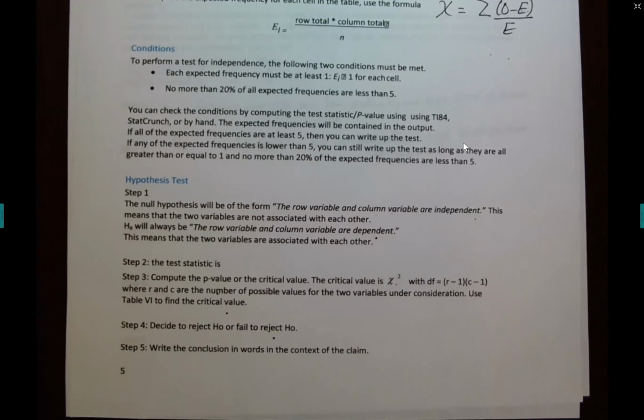Then in step number 2, I'm going to show you how to find the test statistic, which is a chi-square. Step number 3, we're going to find the p-value. And if your p-value is less than alpha, you reject the null hypothesis. And then finally, you write the conclusion in the context of the claim.